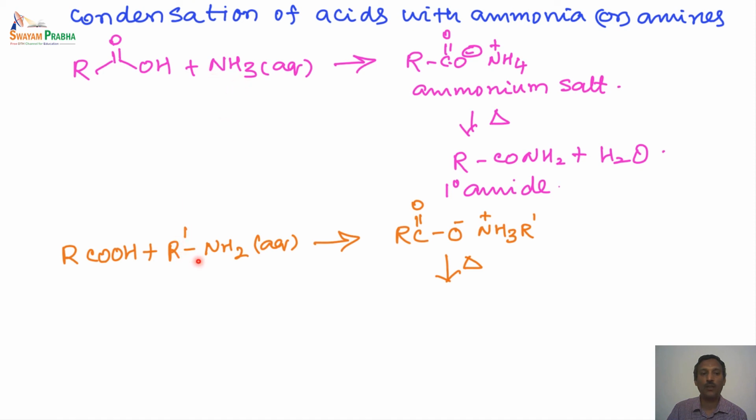And if we use a primary amine, that is R prime NH2, treated with the carboxylic acid, we again get a similar ammonium salt which on heating produces a secondary amide. In this particular case, the nitrogen has an alkyl group on it. So this is what is called a secondary amide. And if we do it with a secondary amine, we end up with a tertiary amide. So these are all the different ways by which ammonia or the amines react with carboxylic acids.